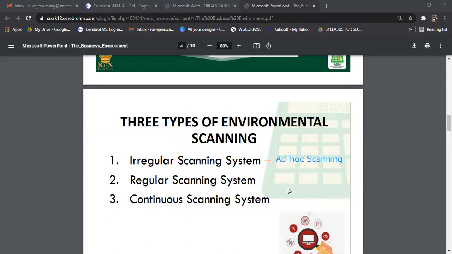Next naman natin, class, is regular scanning. So, when we talk about regular scanning naman, this is used when planners periodically update a scan to prepare for a new planning cycle. This is done on a regular basis. It is usually done once a month or once a year in preparation for a new fiscal year.